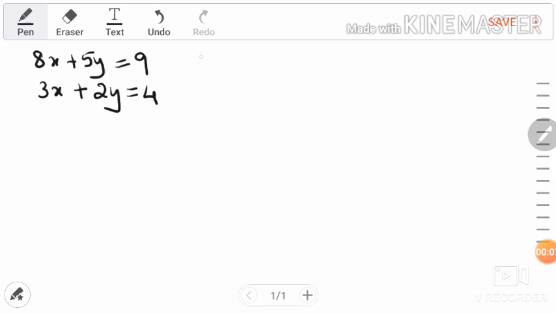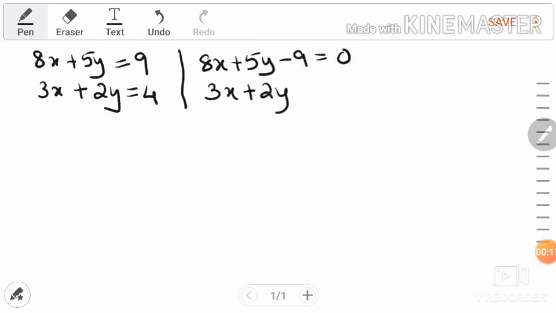First we write these equations in their standard form. So 8x plus 5y minus 9 is equal to 0. 3x plus 2y minus 4 is equal to 0. After writing in the standard form, write down the coefficients and the variables as explained earlier.